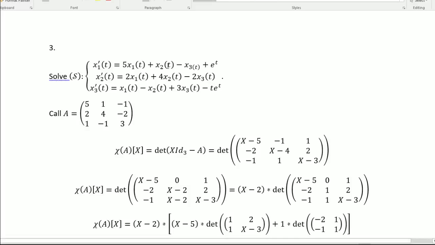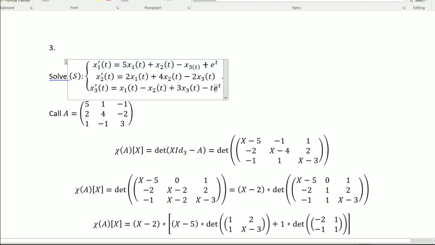Today I'll be talking about this differential system. So let's take a close look at it. We've got three unknowns that depend on t and that are linearly dependent on each other, and there is also a term exponential t here and minus t exponential t here. So this is kind of complicated.